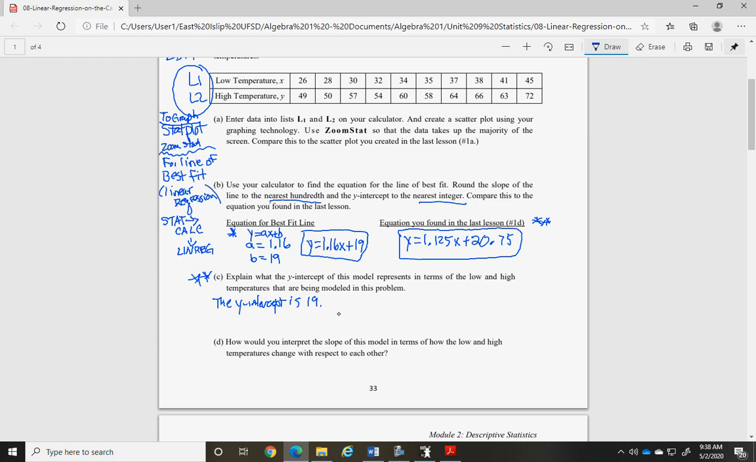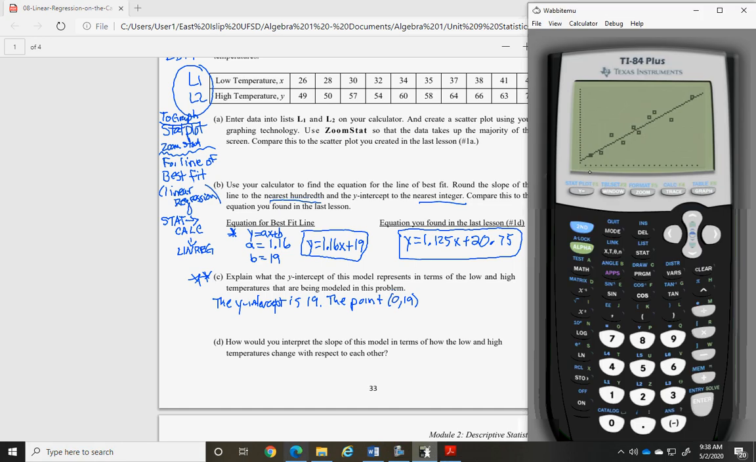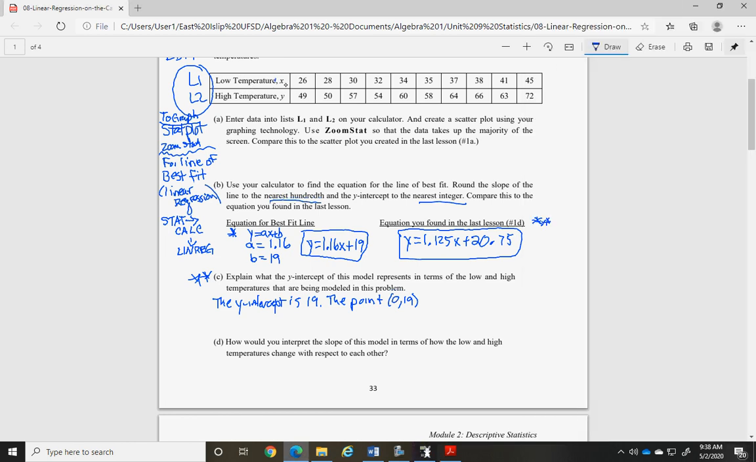And really what that means is it's the point 0, 19. I still haven't explained what it means in the context of the situation, but if you understand that it's the point 0, 19, when you take a look at the graph, 0, 19 would be on the y-axis. 0 is the low temperature because it's the x value, and 19 is the high temperature because it's the y value.